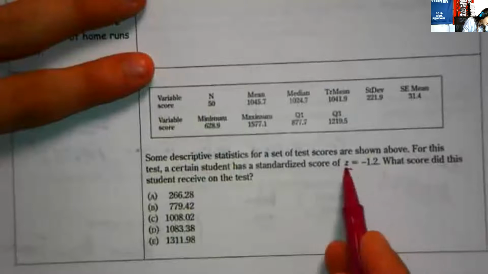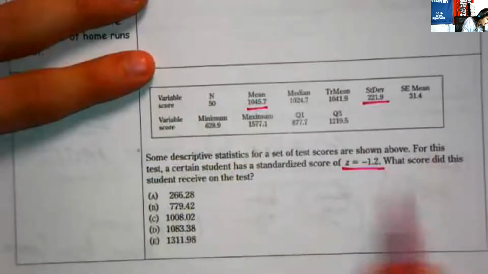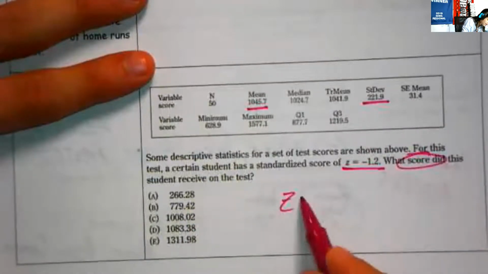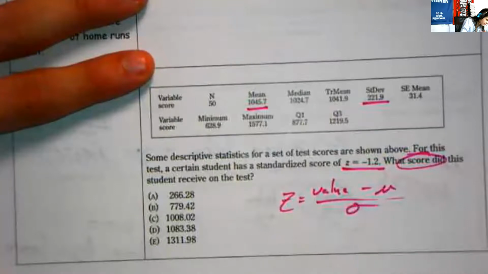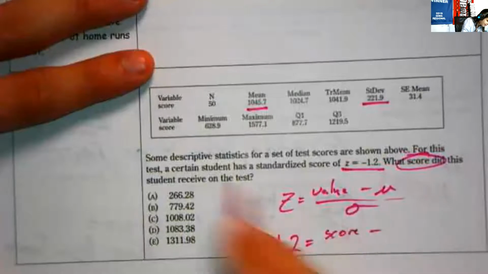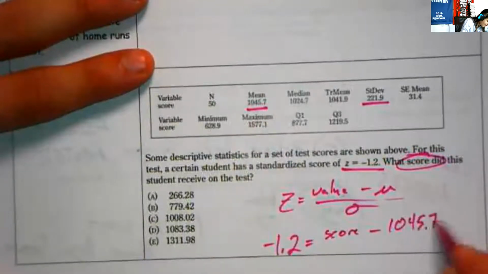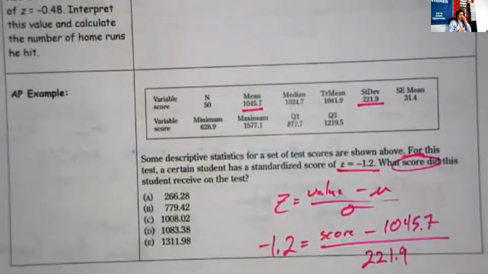All right, going back to that AP example, setting up. It was kind of a weird one. You're told the standardized z-score is negative 1.2. We have the mean and we have the standard deviation. What score did they receive? Well, z equals the value minus the mean over the standard deviation. So we know negative 1.2 equals the score minus the mean of 1045.7 over the standard deviation of 221.9. Once you've set that up, you can do just the littlest bit of algebra, arithmetic, to solve for that score. Hopefully we can do the algebra. Ask me in class if you can't.